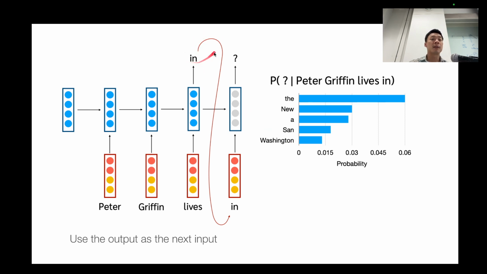Once you've got that, then you can go ahead and look up in your embedding dictionary what the embedding for in is like. And also to predict the next word, you do the same thing. So you use this guy and this guy as an input, multiply by weight, and then softmax, and then you get this probability distribution for the next word.